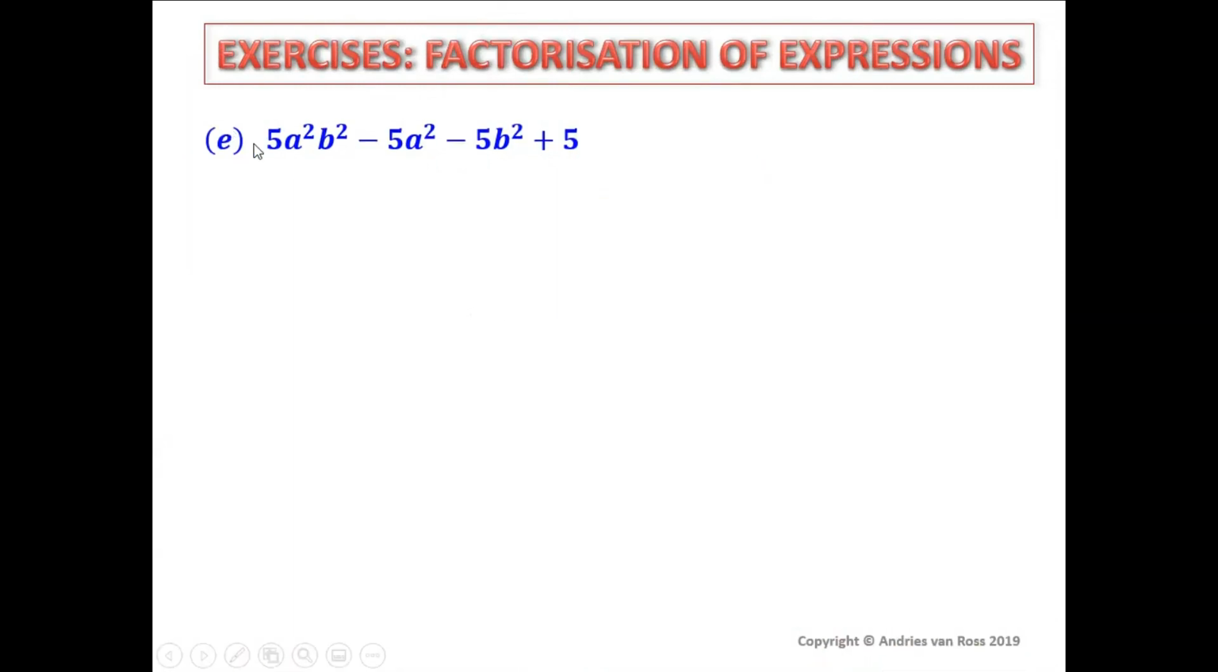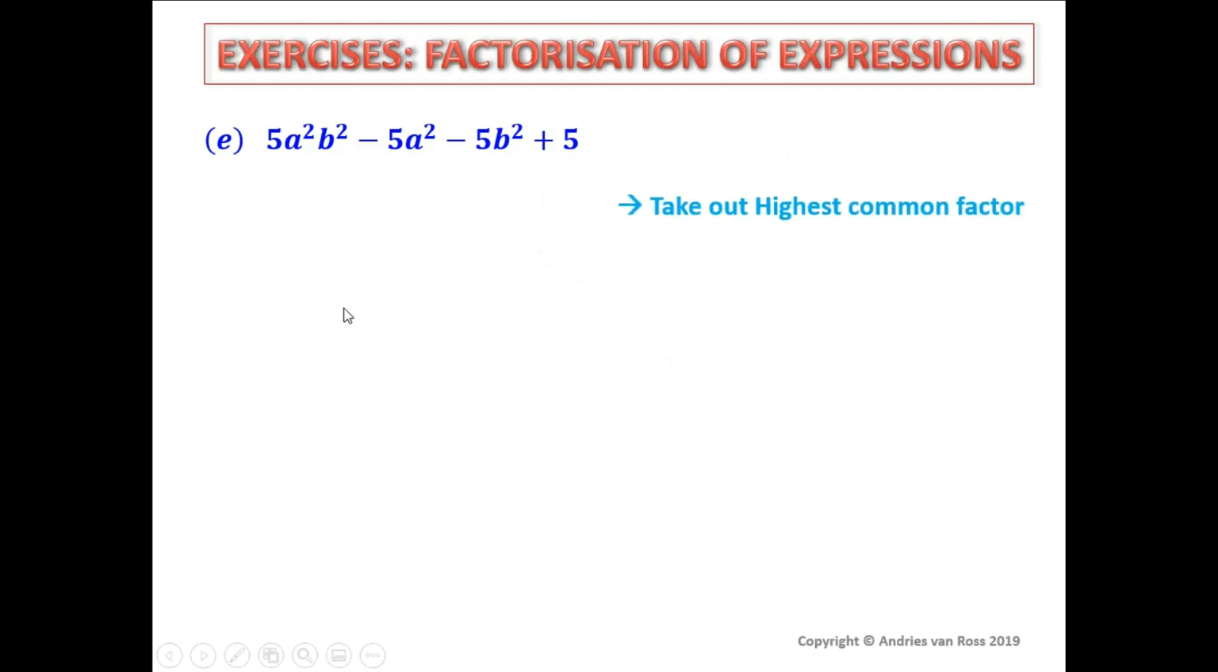This one is even more interesting. Here we've got 5a squared b squared as the first term, minus 5a squared, minus 5b squared, plus 5. Now immediately what do we see here? We've got 5 as a common factor, because that's the first thing that we must look for.